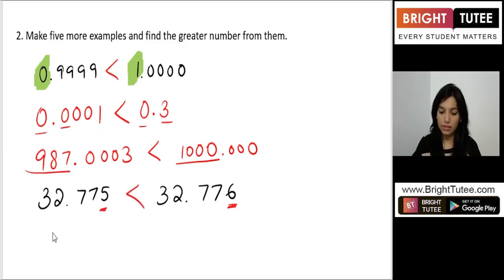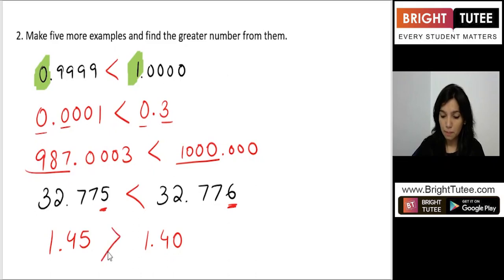Okay. Now let's again do one more. 1.45 and here I have say 1.40. So now comparing the wholes, they are same. Comparing the tenths, they are same. Comparing the hundredths, 5 is bigger. Right? So the crocodile opens his greedy mouth over this number 1.45. Clear?